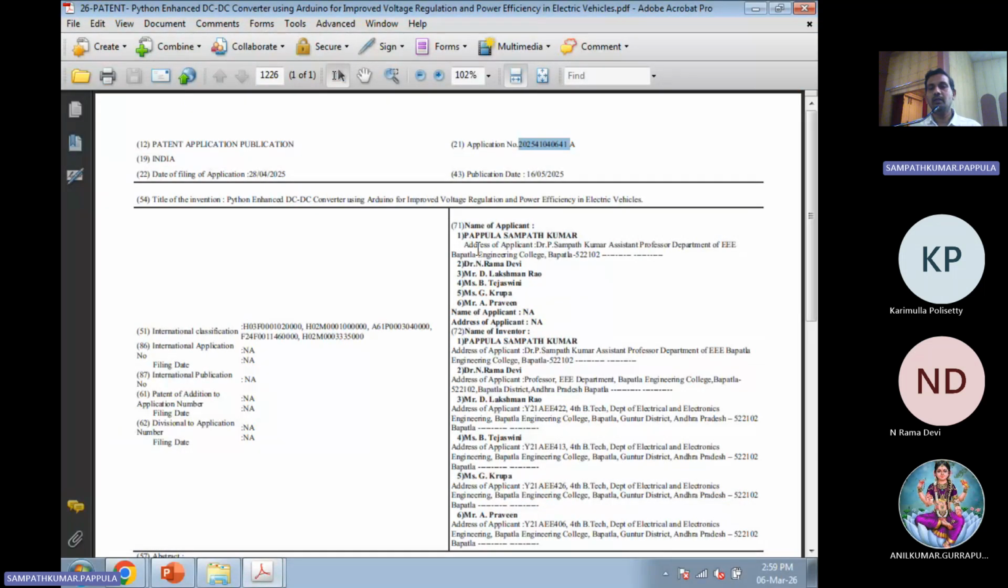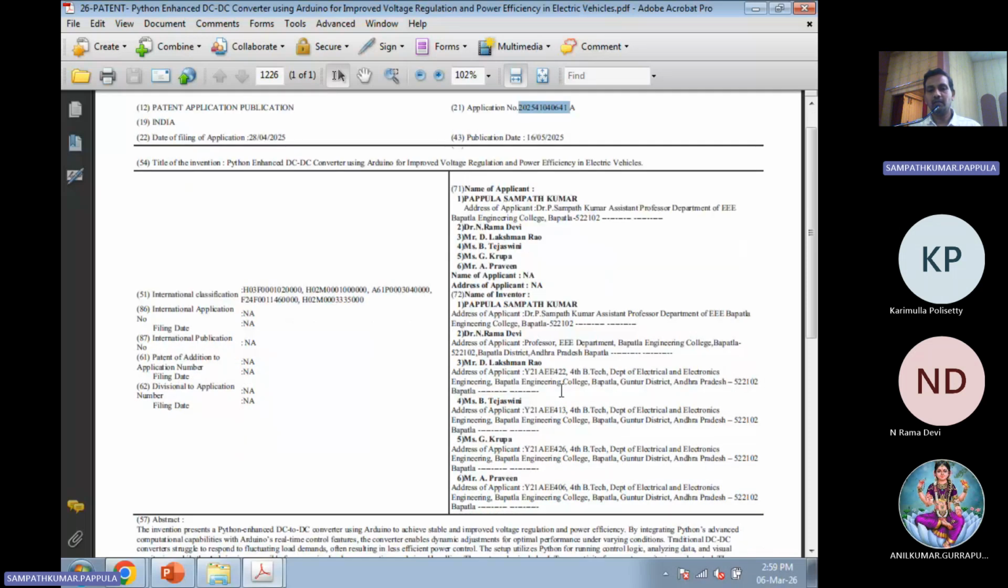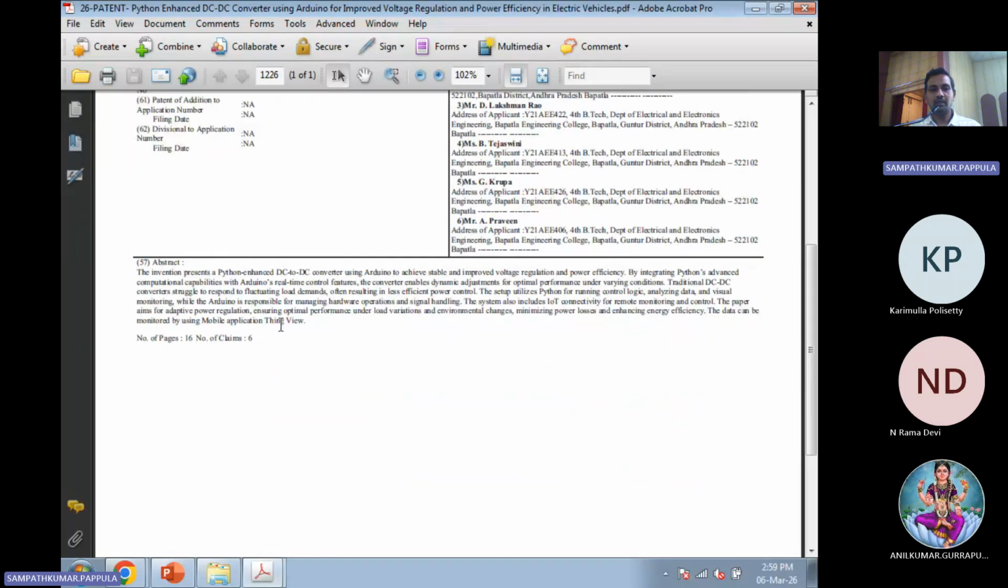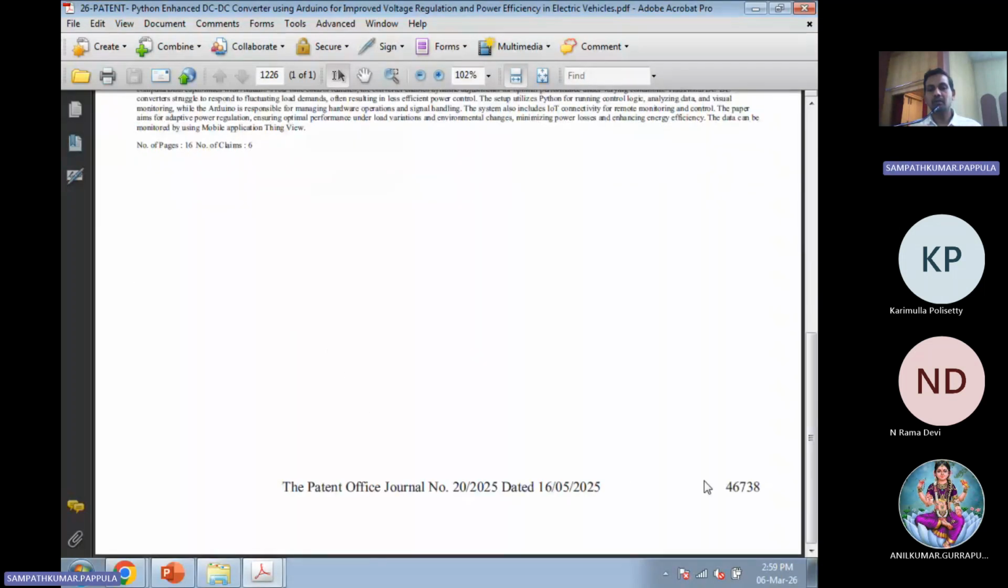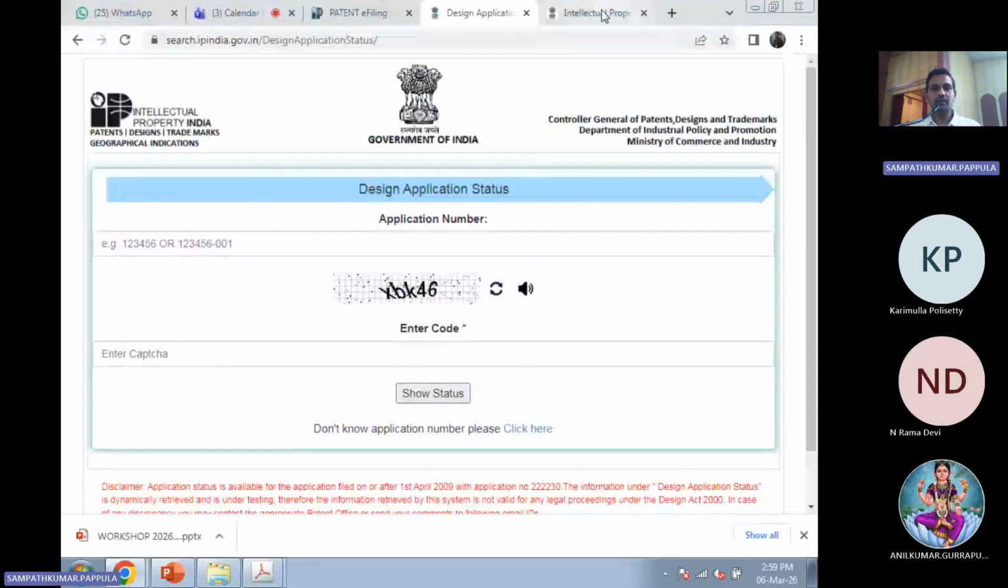So this is the published patent paper. This is the patent application number, and it is published in India only. The publication date is this one, and our title is this one. And these are the authors, the applicants, 6 members, right? These are all the applicants' addresses, and my abstract is this, and this is page number 46738. We can also see this in the journal publications, right?